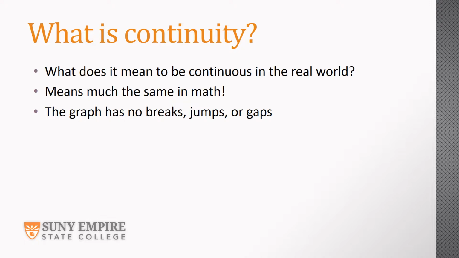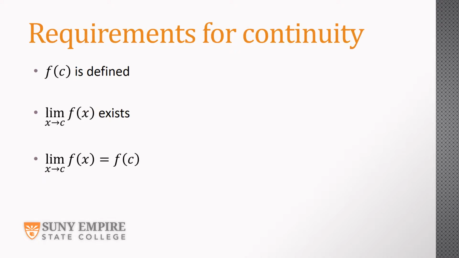The general idea of continuity for a function is that the graph has no breaks, jumps, or gaps. We can draw the entire graph without removing our pencil from the page. But what is the formal definition for continuity? A function must meet three criteria to be considered continuous at some point C.